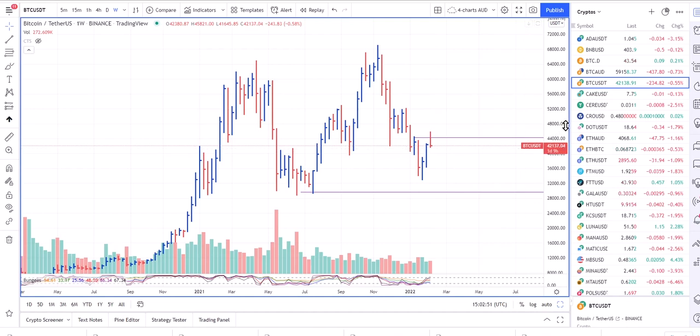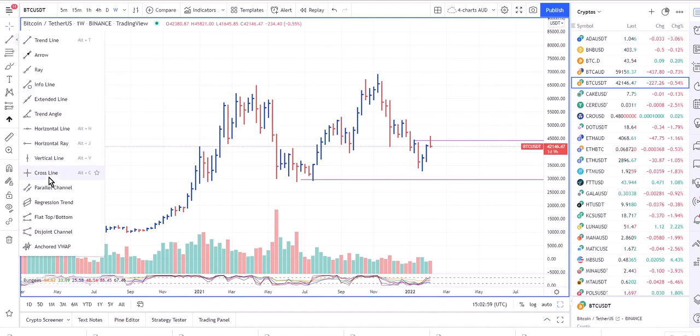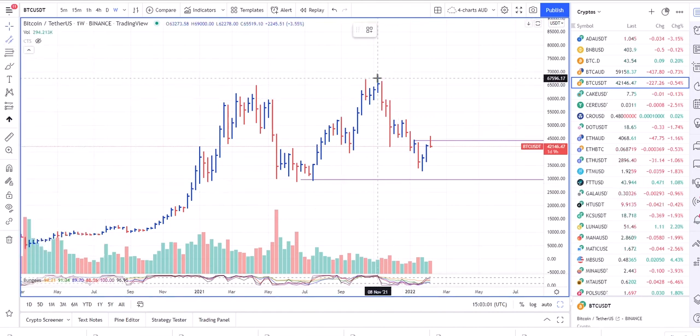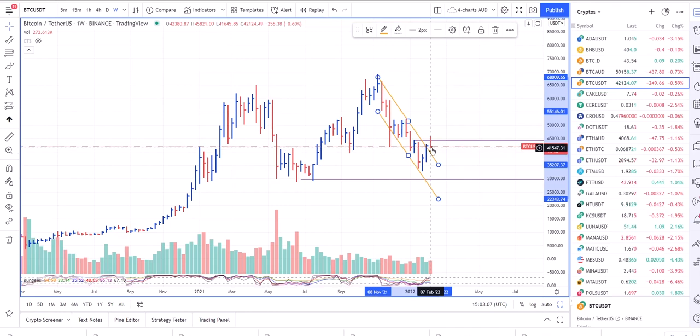That's what we were expecting, a kind of down channel, reaching the top of the down channel on the weekly time frame. So if you draw a channel up here, that's your channel, and you can see that for the last week it actually broke out of the channel, so we were expecting the market to come down into the channel.